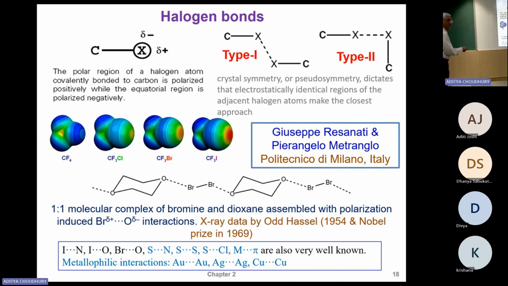Okay, sir, I have one small query. Sir, this type one is not halogen bond, type two is halogen bond. Yes, type two is halogen bond. You can explain based on this.